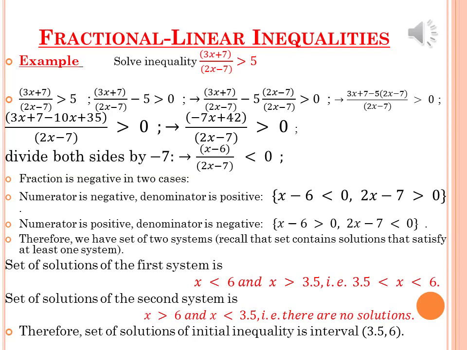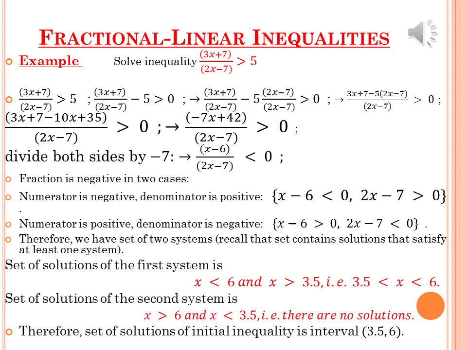If the numerator is positive and the denominator is negative, the result is negative. And if we invert that, numerator negative and denominator positive, the result is less than 0, negative. Take the two assumptions. If x minus 6 less than 0 and 2x minus 7 greater than 0, solve it: x less than 6 and x greater than 7 over 2.